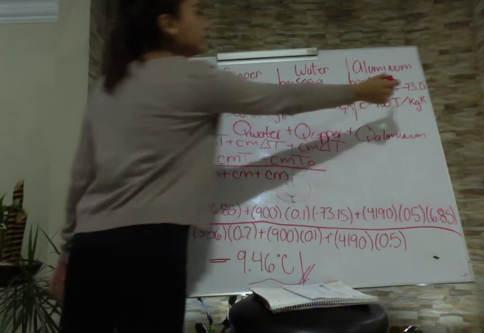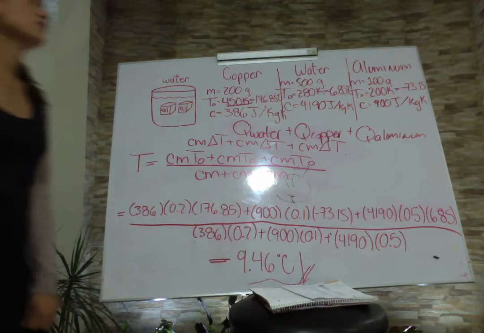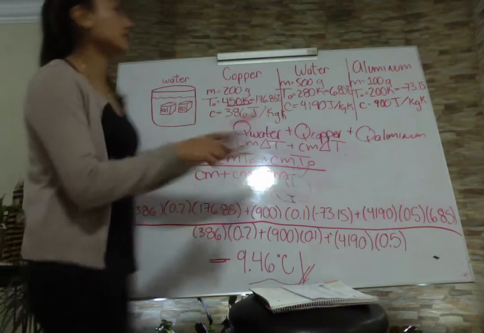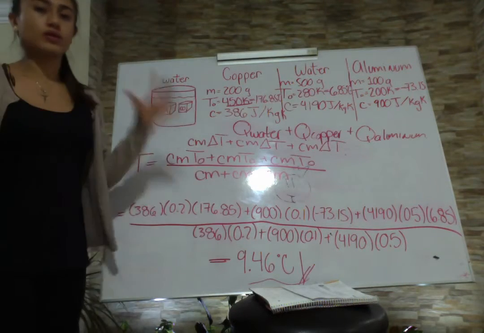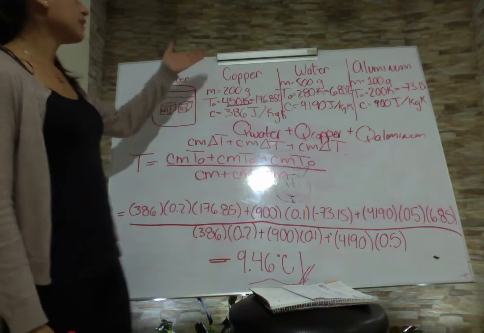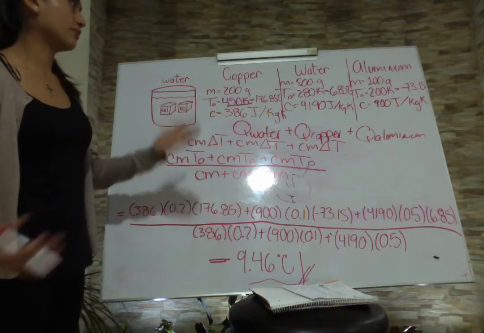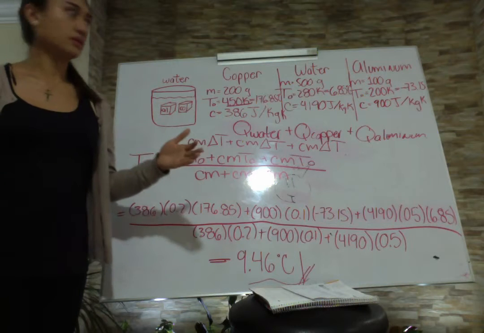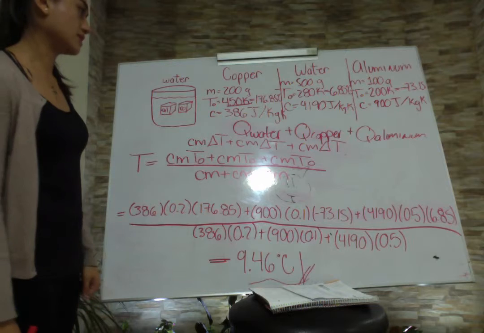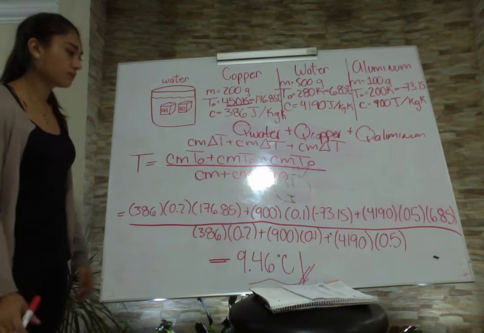For example, here the initial temperature is minus 73.15, so we know that the aluminum is going to make the system colder. And the copper is very hot. So maybe the equilibrium point is going to be around 5 degrees Celsius. Now that we have this equation, we just have to substitute.